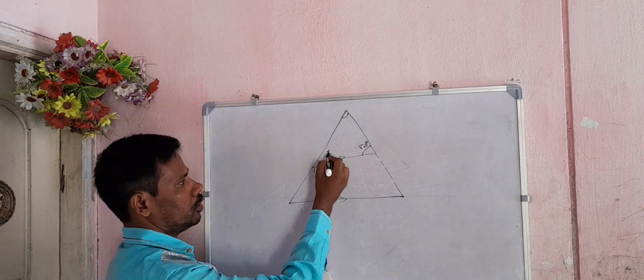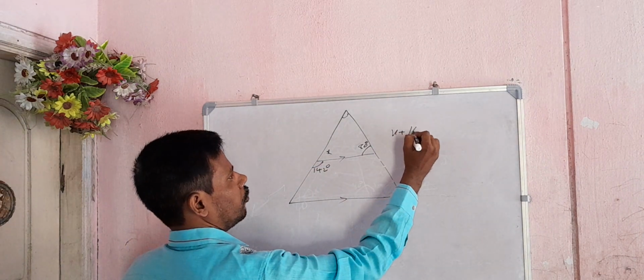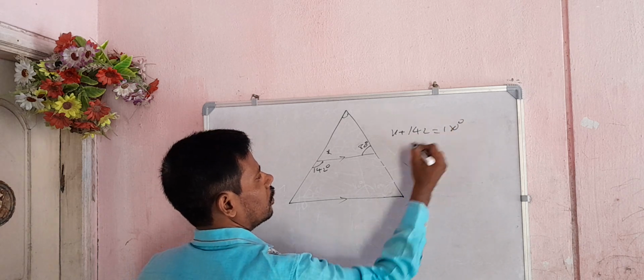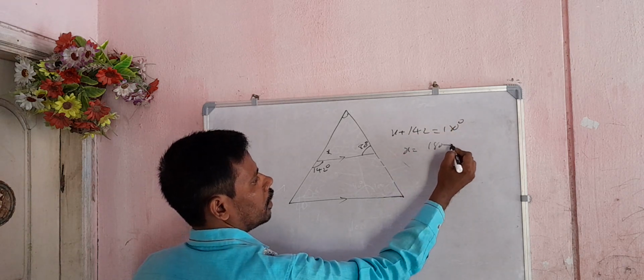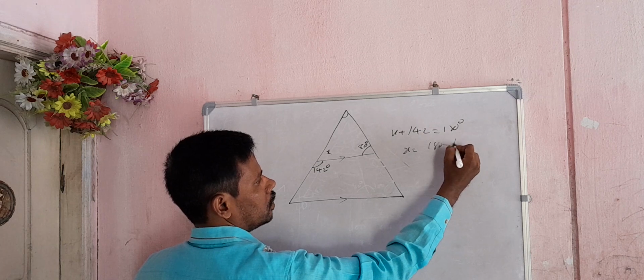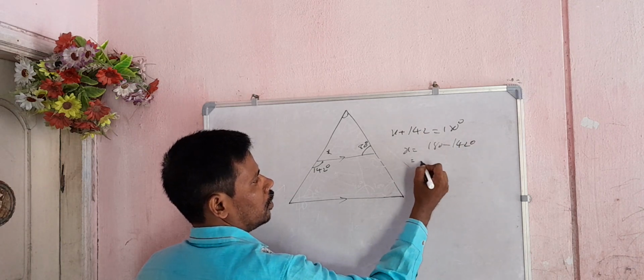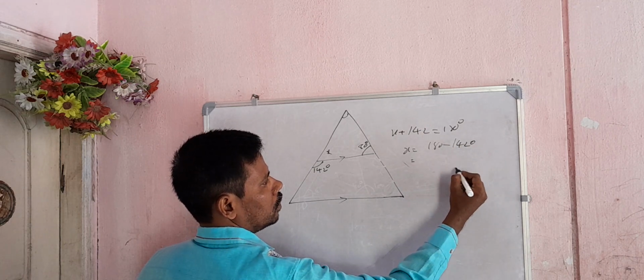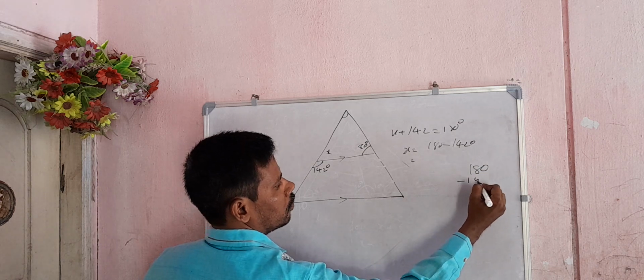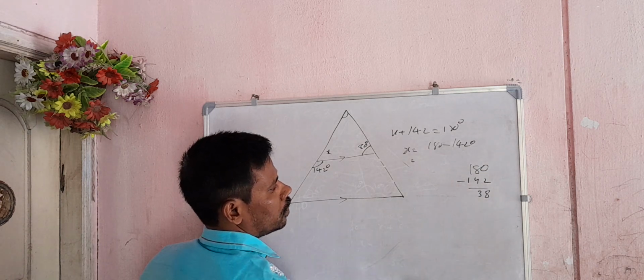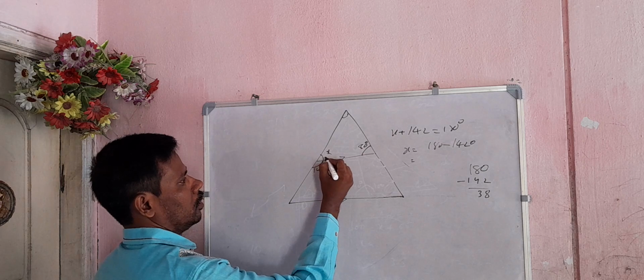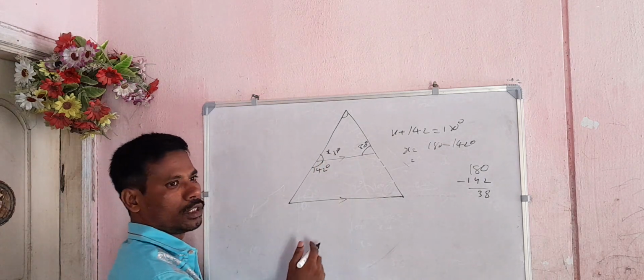So what is this? Straight angle. x plus 142 is equal to 180. So x is equal to 180 minus 142. Basic class equations. So 180 minus 142 is 38 degrees. This is 38.